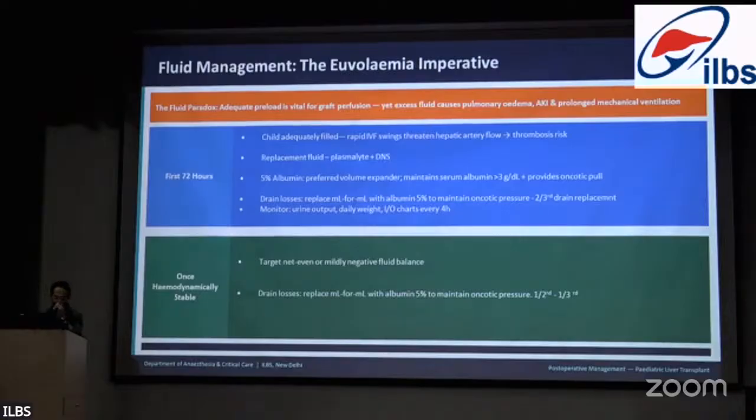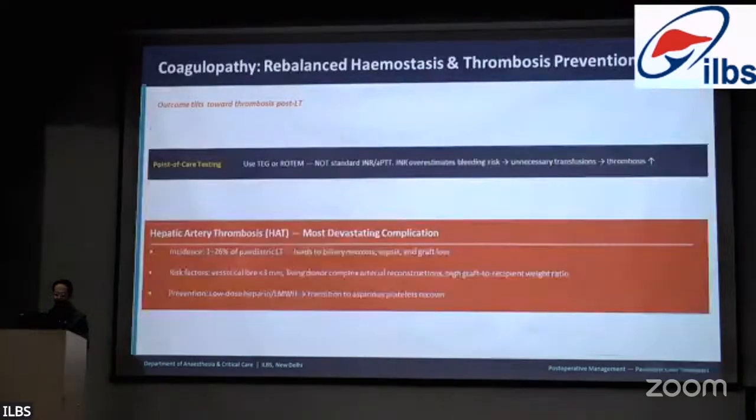So here the replacement fluids we use are Plasma-Lyte and DNS. 5% albumin is the preferred volume expander, and albumin is given to replace the drain losses. In the initial days, 2/3 drain replacement is given. Urine output, weight, and input output chart should be monitored. In the initial 72 hours, we can keep the child a bit more filled. Once the patient becomes hemodynamically stable and the graft function stabilizes, we should target net even or mildly negative fluid balance. Then the drain losses are replaced with albumin, first half, then even 1/3 it can be done.